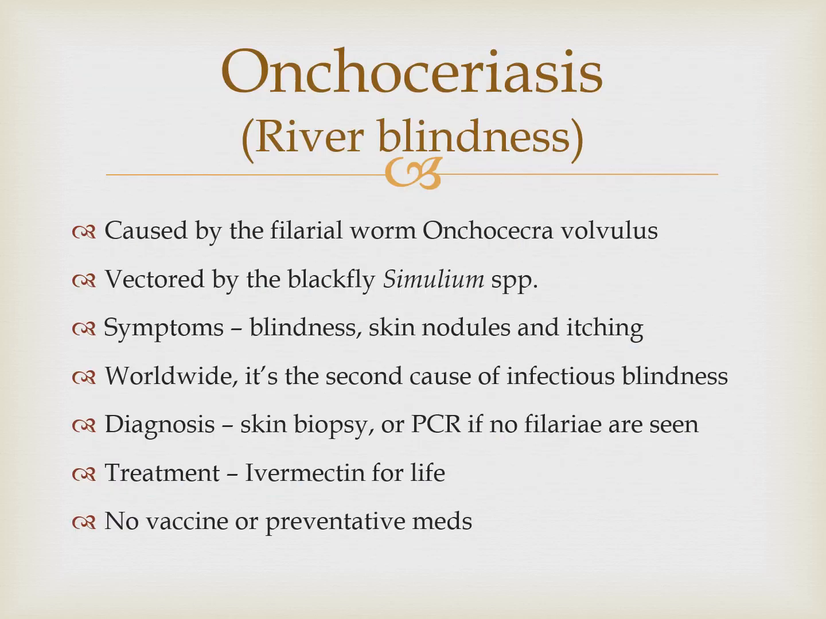Onchocerciasis is a disease known as river blindness. It's the second leading cause of blindness in the world, and it affects about 25 million people according to the World Health Organization. 800,000 of these have visual impairments. It is seen in 30 countries, like in Africa, Yemen, and the Middle East. This is caused by the filarial worm Onchocerca volvulus, and it is vectored by the black fly Simulium species.